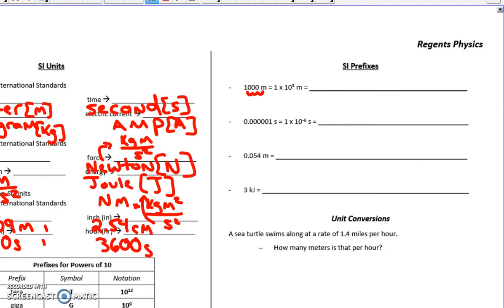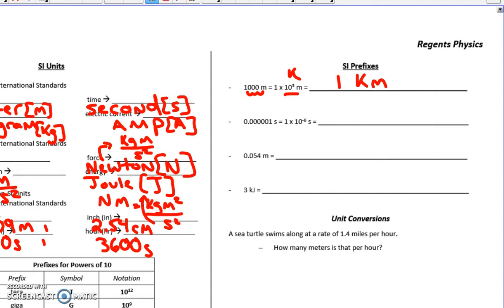And then I look at the power of 10 chart and say, okay, well, what is 10 to the 3? And if you look at that chart, you'll see that kilo stands for 10 to the 3, and kilo has the symbol of lowercase k. So I could write this as 1 kilometer. Okay, so what I'm doing is replacing 10 to the 3 with the letter k.